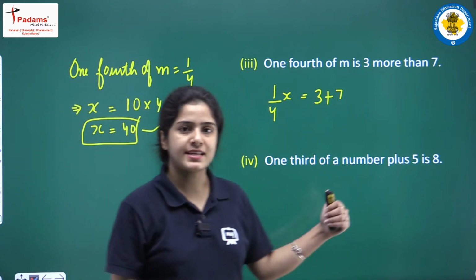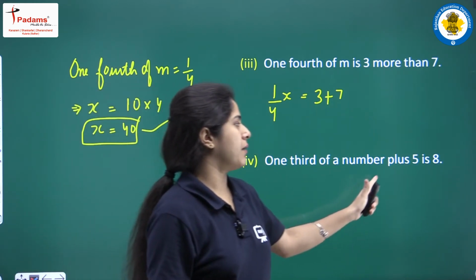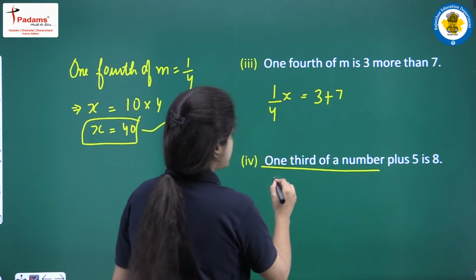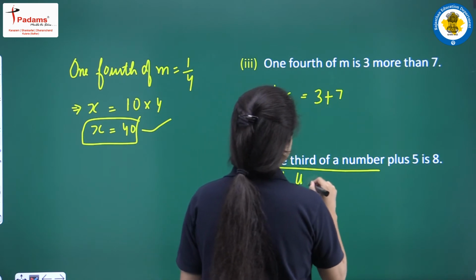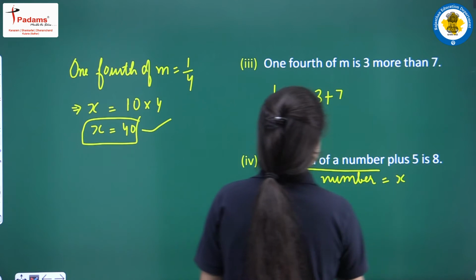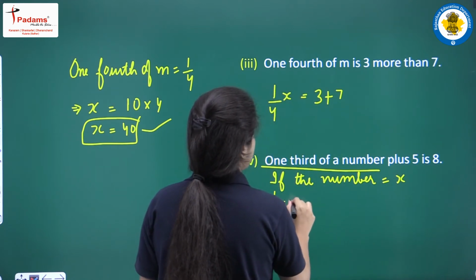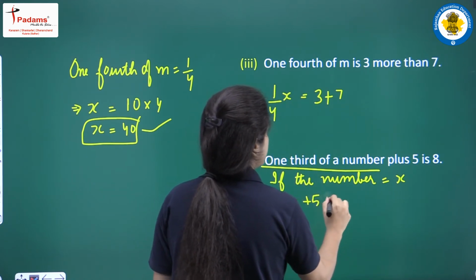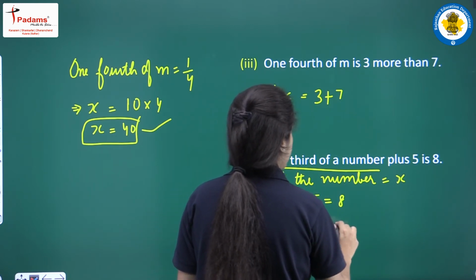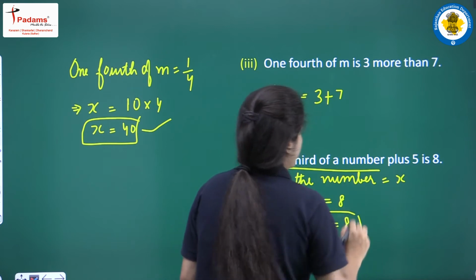Okay, next statement is 1/3 of a number plus 5 is 8. If the number is equal to x, then 1/3 of a number plus 5 is 8. So 1/3 of x plus 5 is equal to 8. So this is your equation.